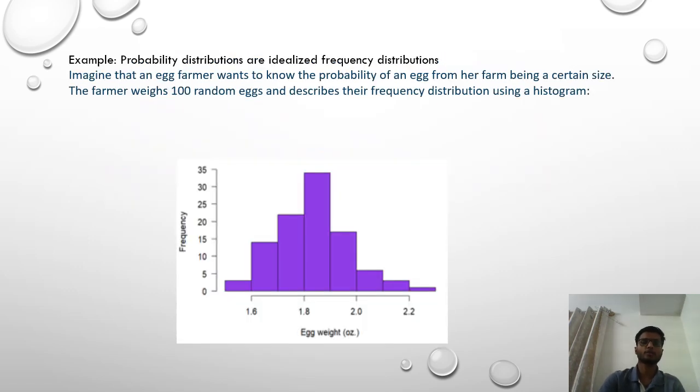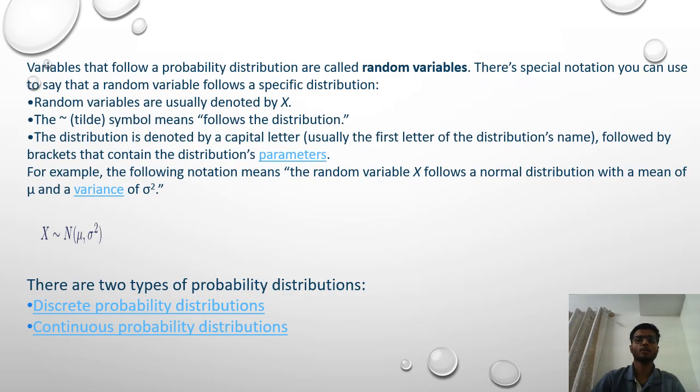Example: probability distributions are idealized frequency distributions. Imagine that an egg farmer wants to know the probability of an egg from her farm being a certain size. The farmer weighs 100 random eggs and describes their frequency distribution using a histogram. Now we will discuss random variables.